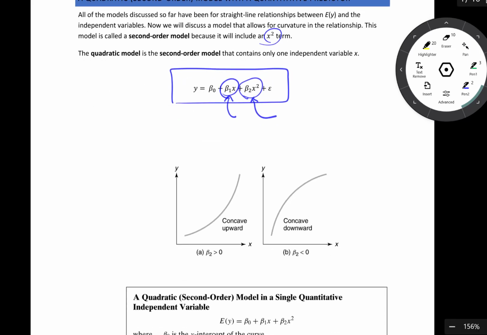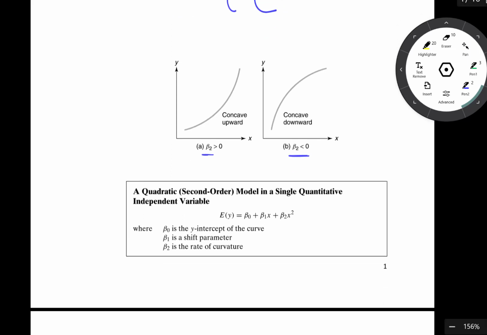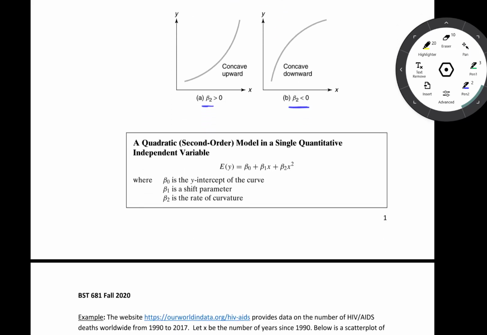So here's some examples of what we might see in our plot. We have what's called a concave upward. When this occurs, the coefficient on the x squared is going to be greater than 0, or we could have concave downward, and in that case the beta 2 is going to be less than 0. So here's kind of a summary of this second order model with a single quantitative independent variable. So we're still going to have that beta naught is the intercept of the curve. Beta 1 is what we call the shift parameter. So in other words, it shifts along the x-axis where the curve is located. And then beta 2 is the rate of curvature. Is that curvature really sharp? Is it just slight? And that's what beta 2 is going to control.